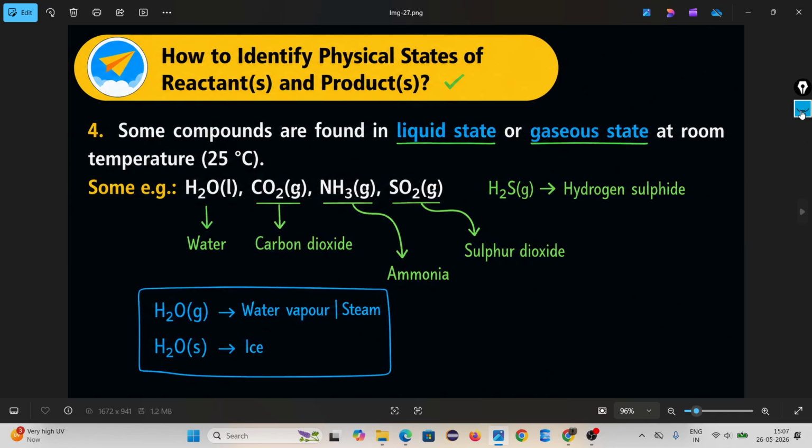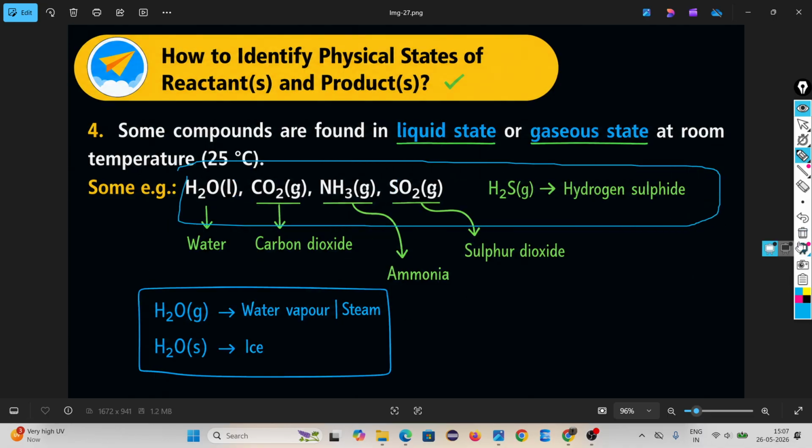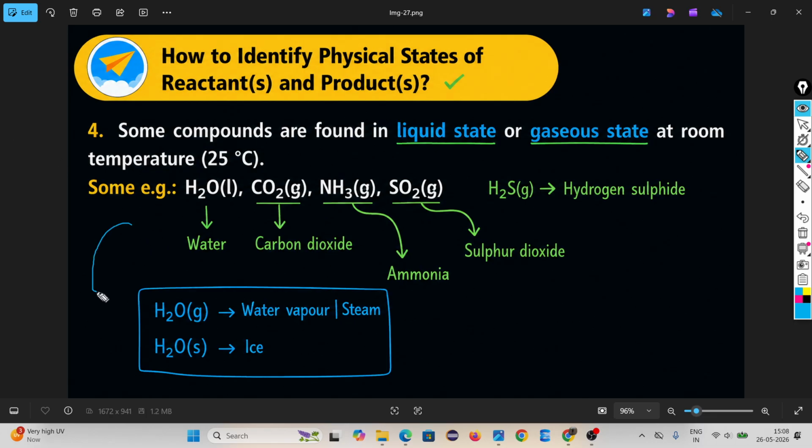Then how to identify? Okay, next. Some compounds are found in a liquid or gaseous state at room temperature. Like look, water. It is found in a liquid state at room temperature. Carbon dioxide, room temperature, gas. Ammonia, room temperature, gas. Sulfur dioxide, room temperature, it is a gas. Hydrogen sulfide, room temperature, it is a gas. You have to remember. And remember, at room temperature, water is in liquid state. But if you provide heat, it becomes vapors, water vapors or steam. It is the gaseous form of water, and ice is the solid form of water. Okay.